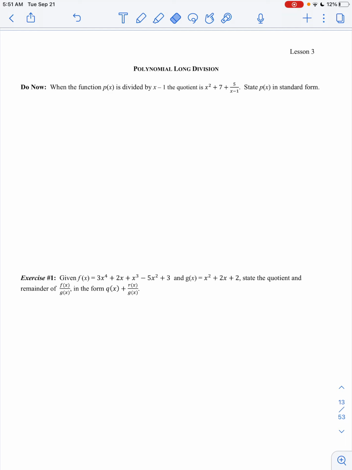When the function p of x is divided by x minus 1, the quotient is x squared plus 7 plus 5 divided by x minus 1. State p of x in standard form. Please pause the video and try to answer the do now question.